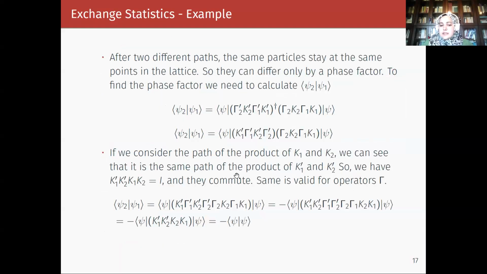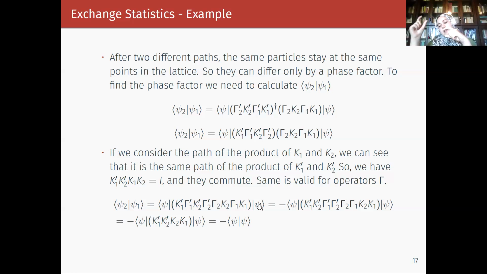So this means that if I multiply all the K's together, I will get identity, because on the same edge I get sigma z squared, which corresponds to identity. And the same thing is valid for the operators that move the M particle, which I called gamma. And using this information and the anticommutation relation, when I do my calculation, I get -1 as my phase factor. So I said that at the end, I did it.